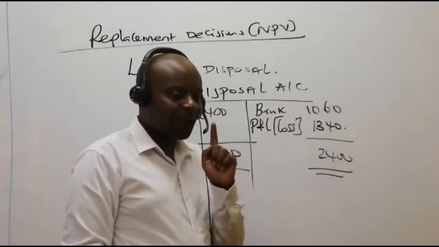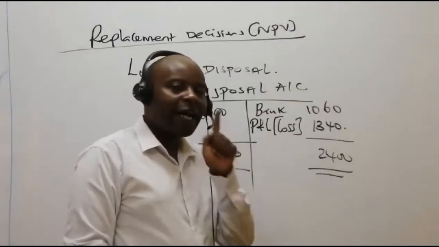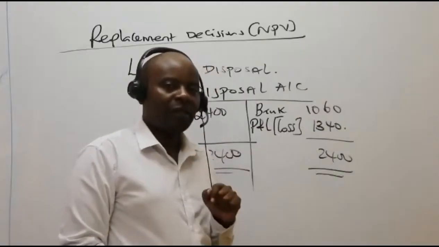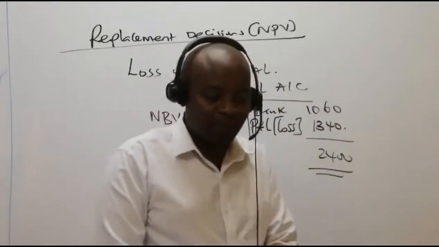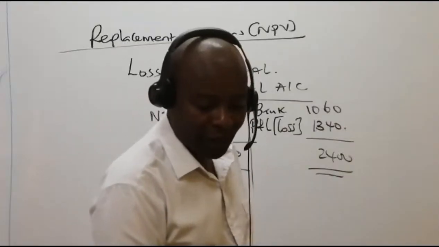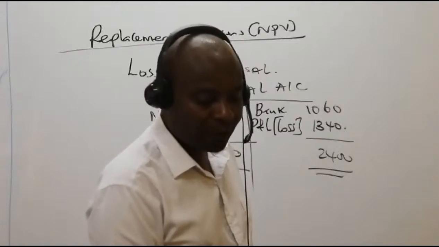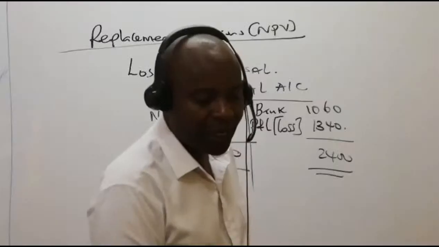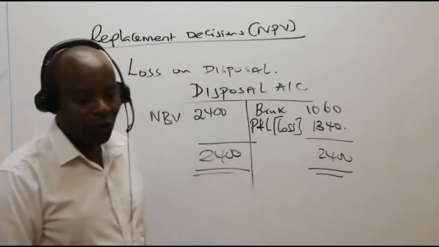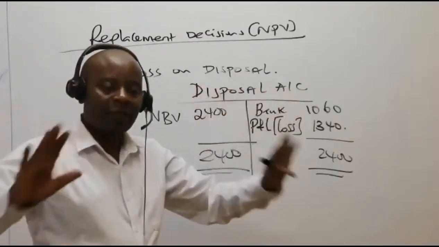Nelly takes the proceeds. Disposal proceeds are not the same as scrap value. The examiner will always tell you the disposal proceeds. Those are two different things. So ladies and gentlemen, you can see the existing machine's current disposal value is 1060. The 200,000 is a resale value should we consider going to the end of the useful life. So ladies and gentlemen, this is quite important for me. So in this case here, we have a loss of 1340. That is very important.